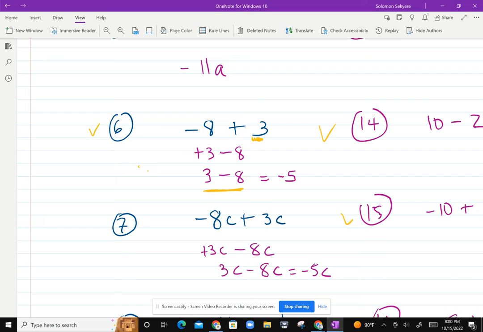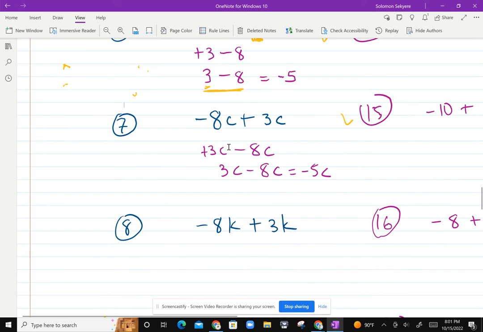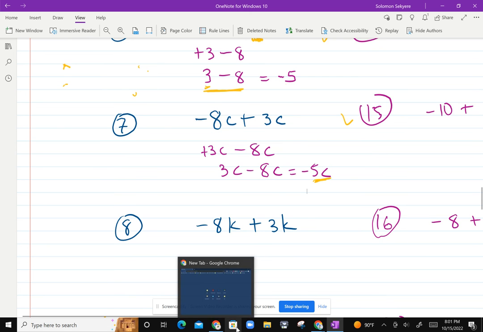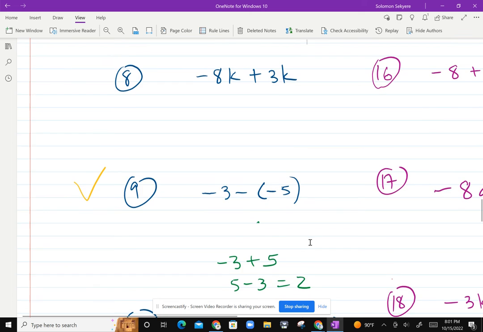When you're subtracting a bigger number from a smaller number, the answer is negative. So like 10 minus 2 is 8. If you subtract a bigger number from a smaller number, you're going to get negative 8. Okay. So again, if these were variables, then you get negative 5c. All right. Okay, let's move on.